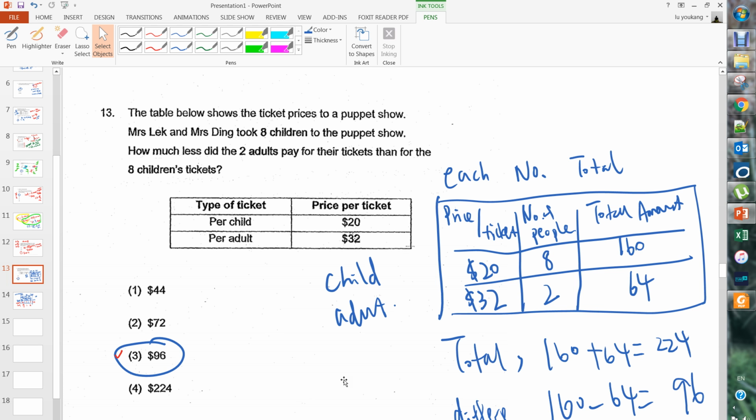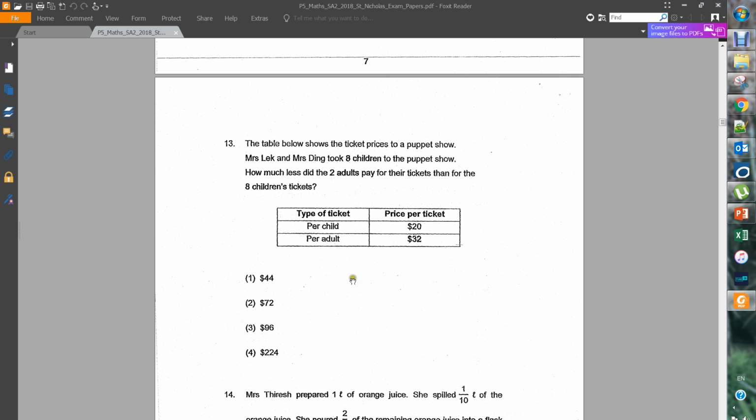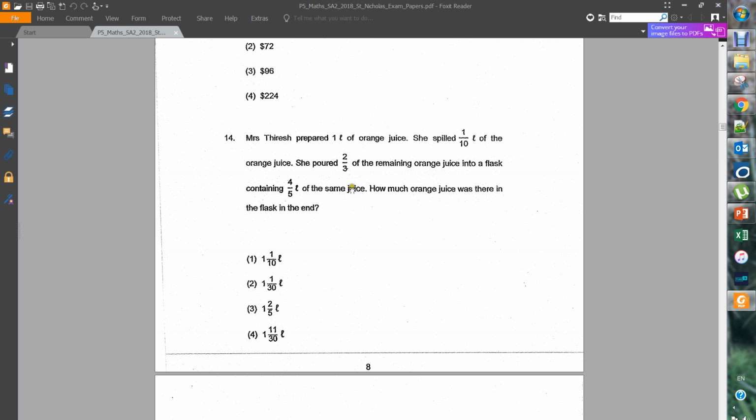Whenever you see per, each, every, think of this method. Very good. Okay. So next. I don't care what method you use in the past, but from today onwards, when you see each, per, every, you should use each number total. Got it? Okay. I expect you to draw the table.